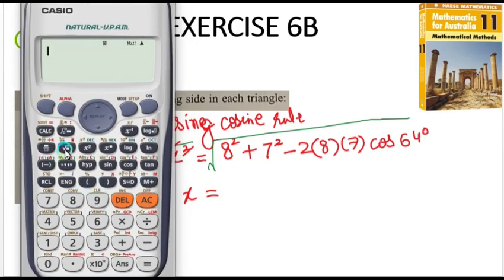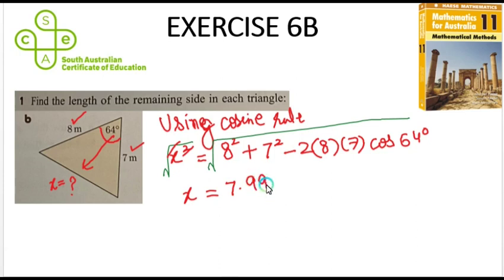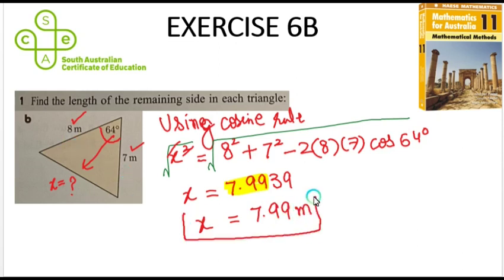So using my calculator to solve this, it's the square root of 8 squared plus 7 squared minus 2 times 8 into 7 into cosine of 64. So my answer is 7.9939. Clear? And the answer must be in 3 significant figures, so that's why I'm writing the answer up to 7.99. The digit after 9 is obviously 3, so there is no increment in the digit 9. So the answer will be 7.99 in meters, obviously.